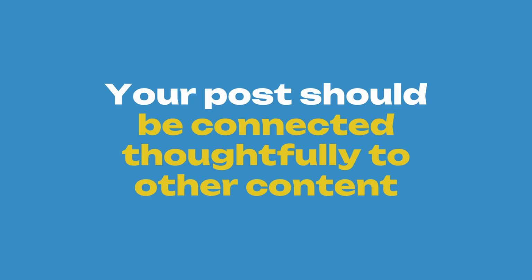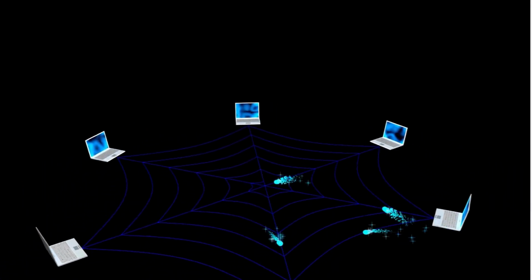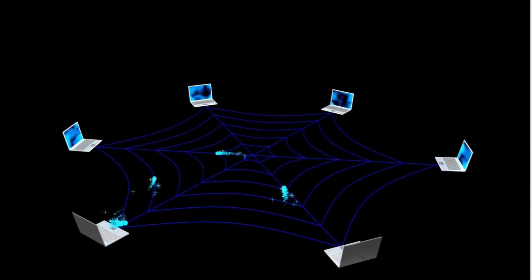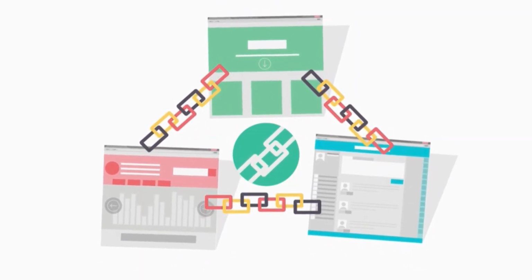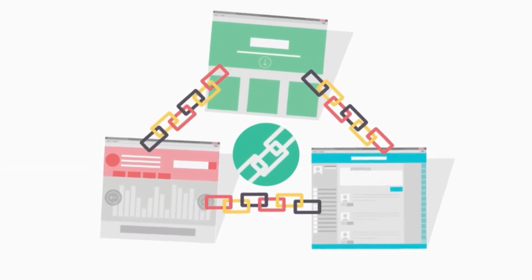You should be connected thoughtfully to other content. Google cares very much about the relationship between content. A blog post should be part of a larger story. Linking your posts to other posts, to other pages on your site, and to other websites shows that it's a powerful and helpful part of the online community around that topic.